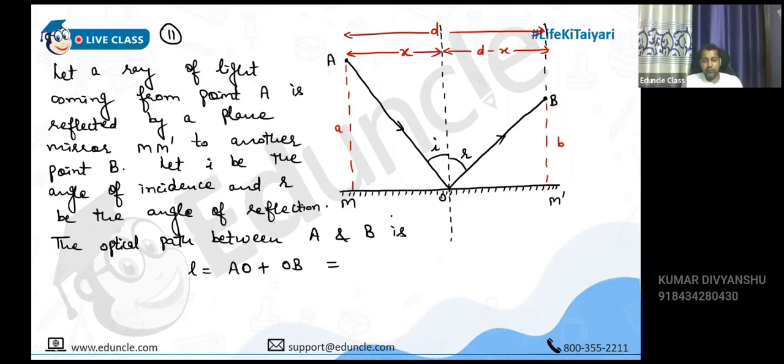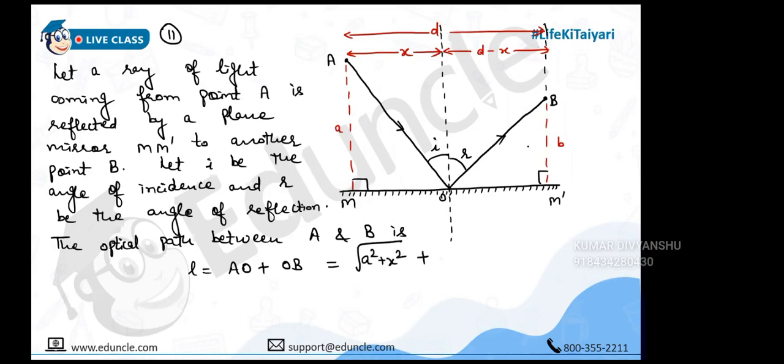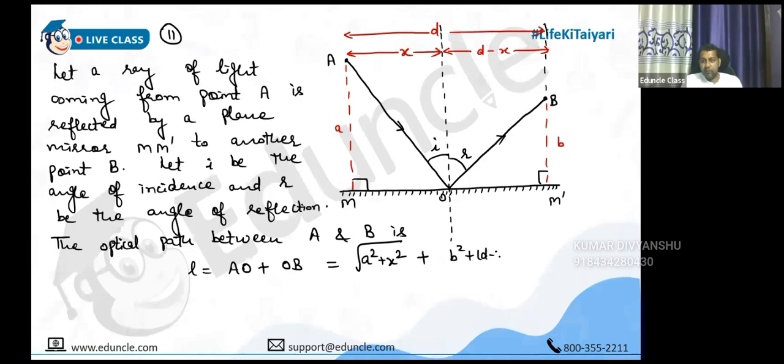Now, what is AO according to you? This is a right angle triangle. The perpendicular is a and the base is X. So it will be the square root of a square plus X square, isn't it? Similarly, OB will be the square root of b square plus (d minus X) whole square. Please check.